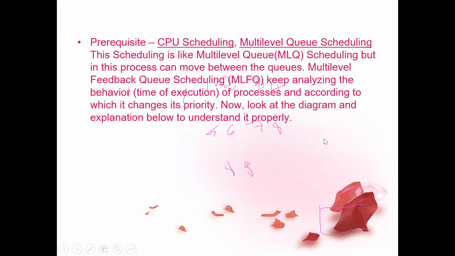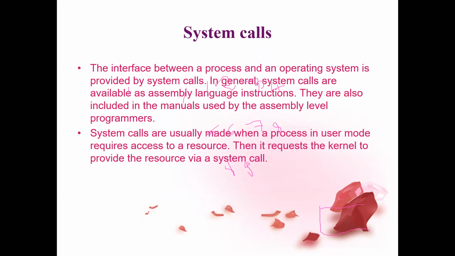Last topic is system call. We are having two modes. The first one is user mode and the second one is kernel mode. What is the difference between the user process mode or the kernel mode? Suppose I am giving 2 plus 2, right? So that is done under the user instruction, that is the user input 2 plus 2.